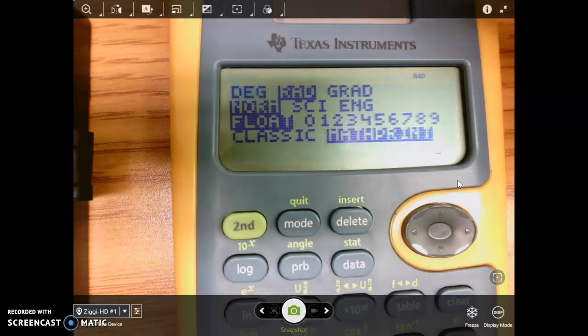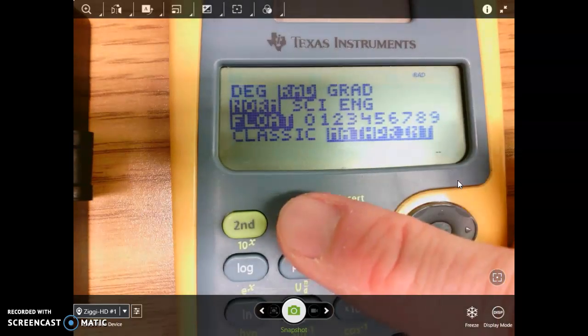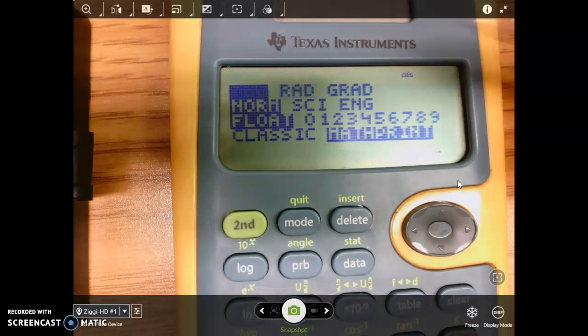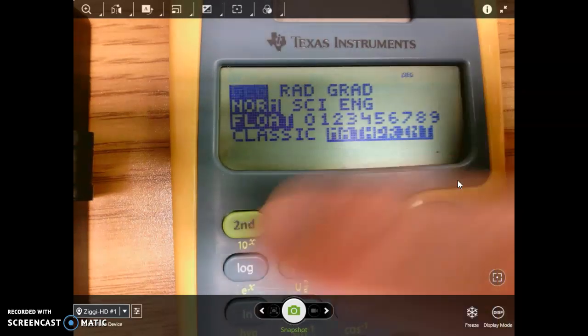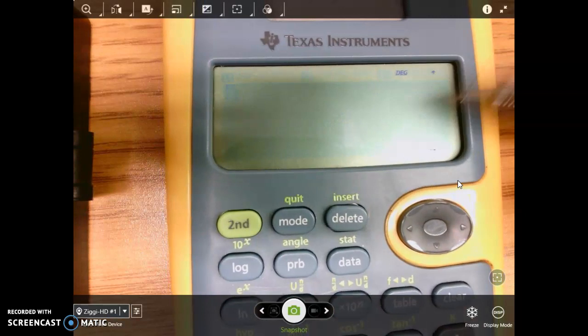So let's say, for instance, if we were in radian mode, now you see how it switched up here to radian. We don't want to be in that mode. All you need to do is go to mode, and then highlight degrees, hit enter, and make sure it changes up there and it's in degree mode, and then quit out of it. Now you're in degree mode no matter what you do.